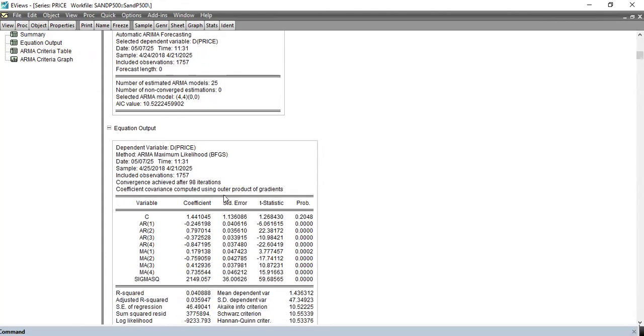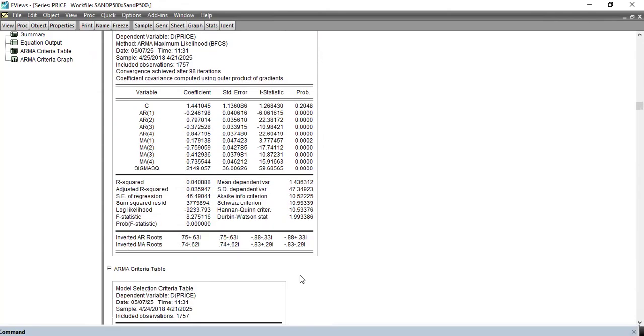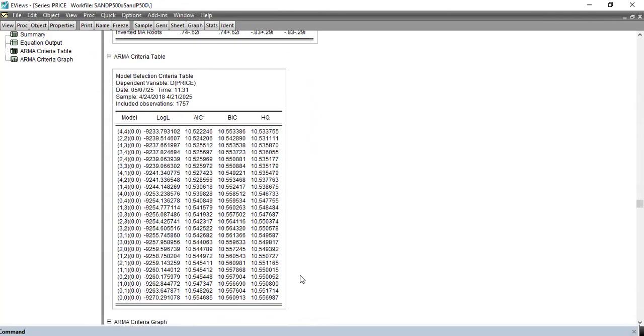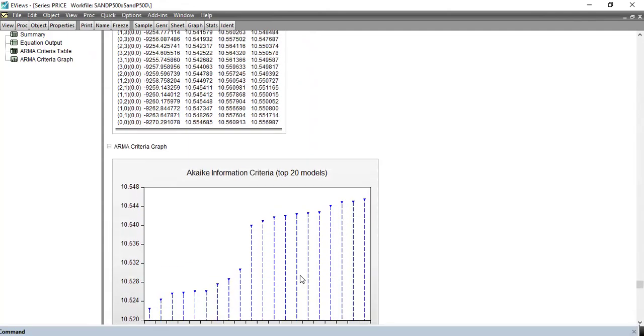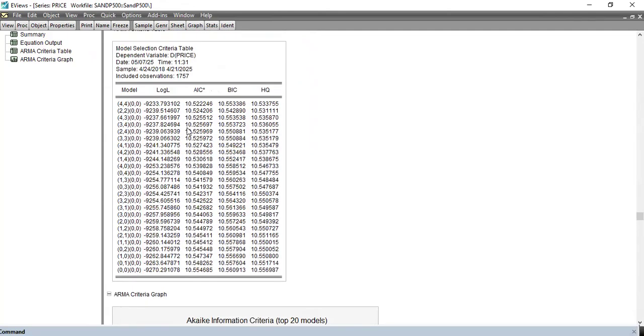And if you see here, up to AR4, it is significant. There are some other models as well. It says 2 is also good, 4 is also good. Very little difference here. So let us go for 4 4.